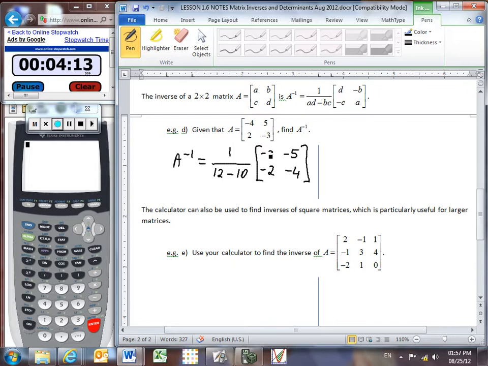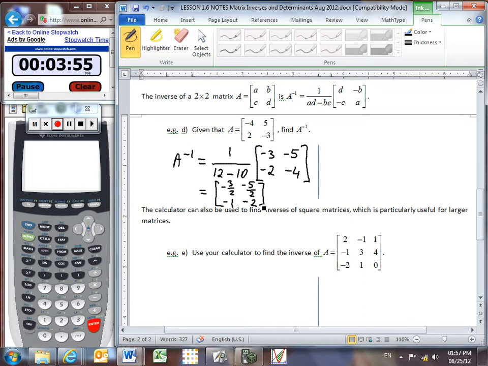So I've got 1/2 of negative 3, 1/2 of negative 5, 1/2 of negative 2, and 1/2 of negative 4. And that is the inverse to your matrix A.